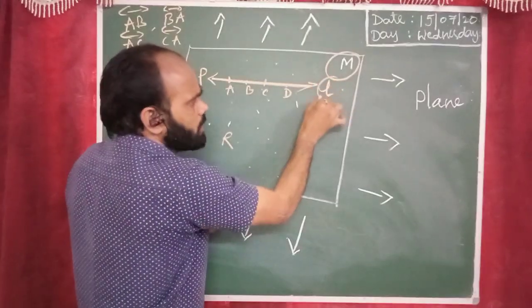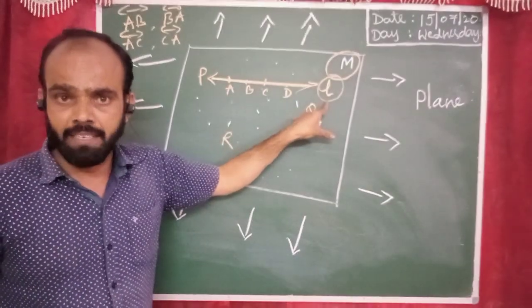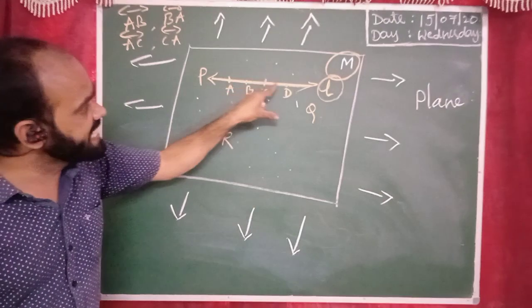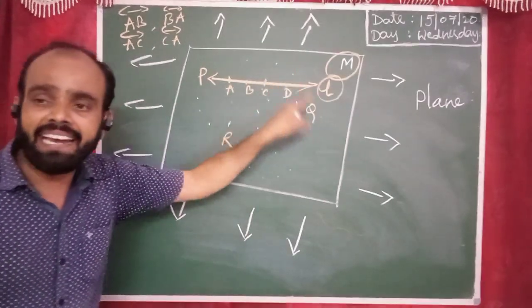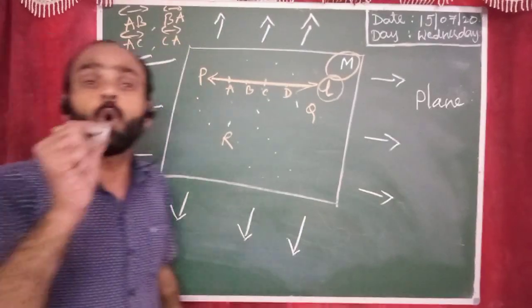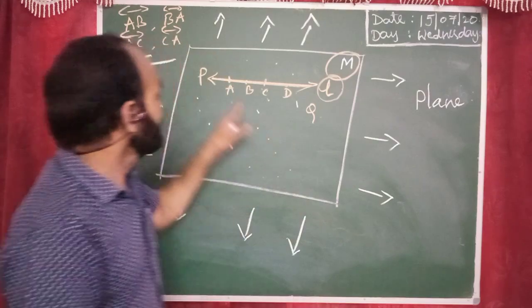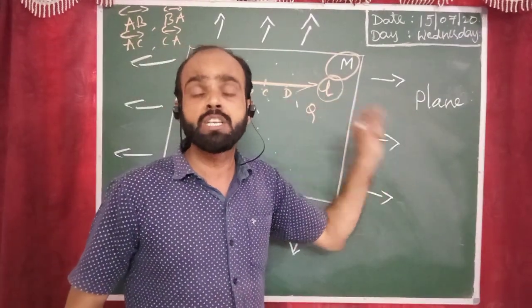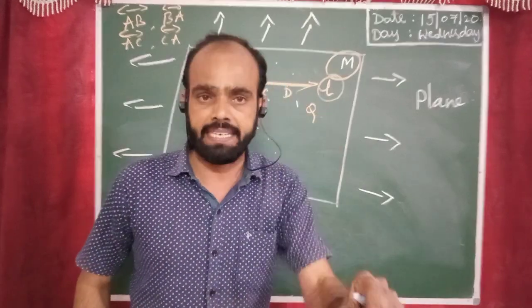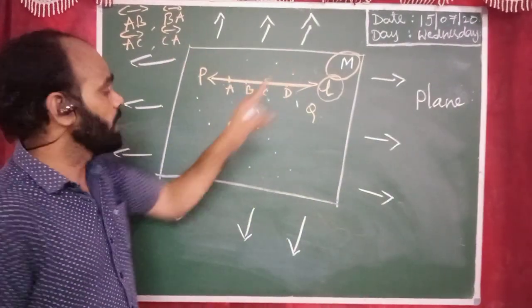Anyhow, in general, the total line can be represented by a lowercase alphabet. And you see A, B, C, D, all these points are on the same line L, and hence we call these collinear points. We say A, B, C, D, all these points, we call them collinear points. A, B, C, D are called collinear points.